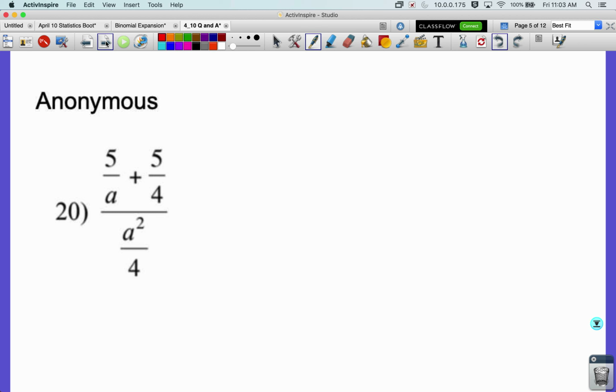Okay, another person submitted this question. Looks like a question from rational functions. We need to simplify this. These are called complex fractions when they look like this.